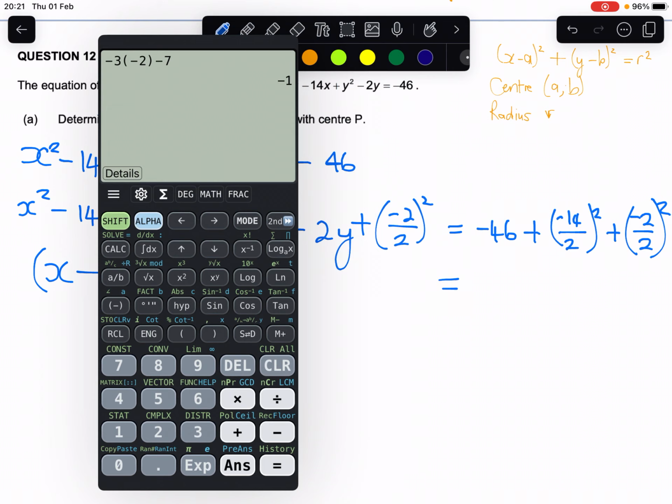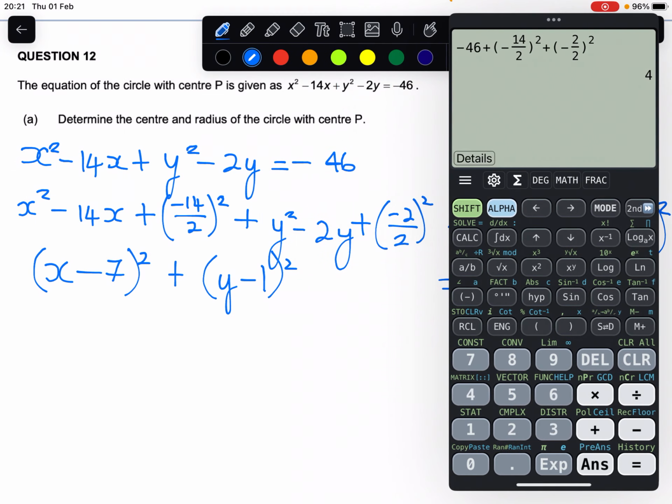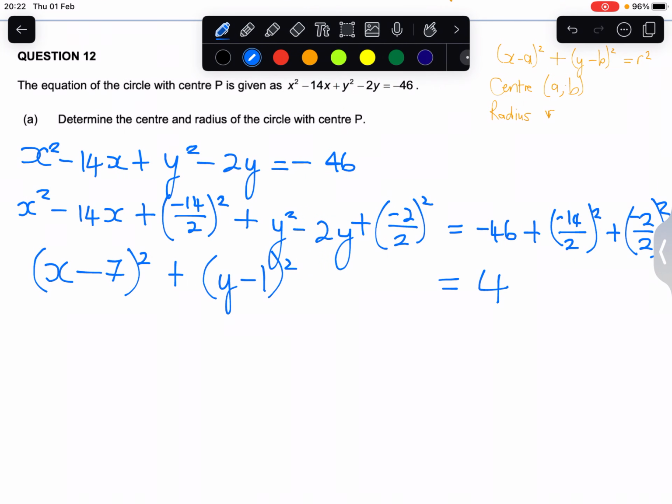And then on this side, I am on good terms with my calculator again, so I will make use of it. We've got minus 46 plus negative 14 over 2 squared plus negative 2 over 2 squared. So that becomes 4. Right, let's see if we can hide it successfully. Yes! I'm becoming a maestro. Okay, so now we have successfully managed to get our equation to look like the desired form, right?